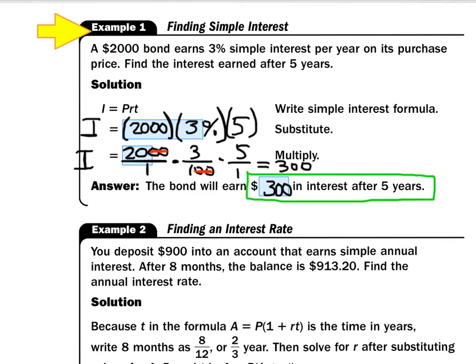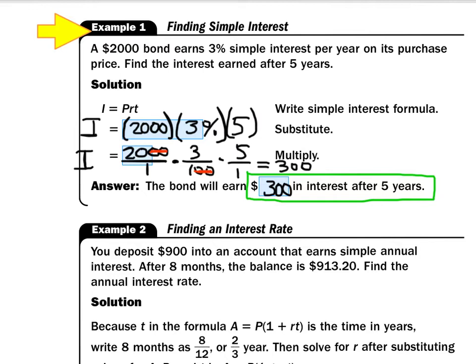A $2,000 bond earns 3% simple interest per year on its purchase price. Find the interest earned after 5 years. So let's always start with a formula. I equals P times R times T, and then substitute what you know. So we are trying to find the interest, the I, so leave it as I equals. The principal, the amount of money we started with, was $2,000. The annual interest rate was 3%, and the amount of time was 5 years. So when it's years, just put it as a whole number.